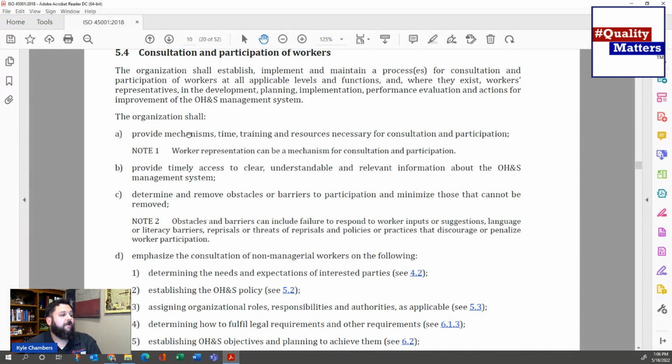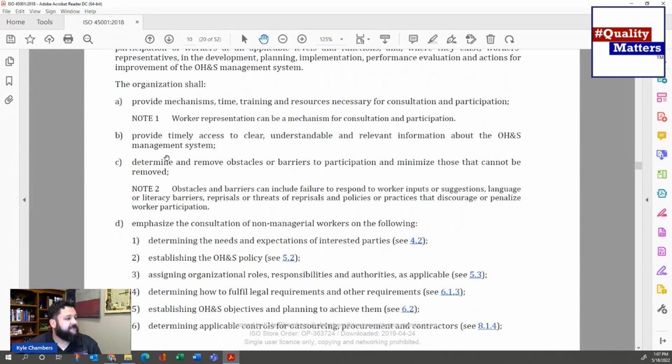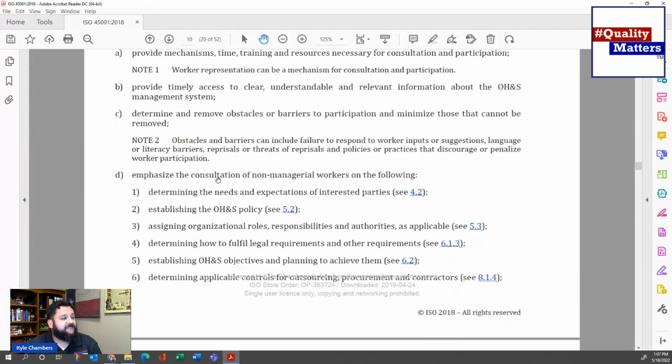The organization shall provide mechanisms, time, training, and resources necessary. Makes sense. Provide timely access to clear, understandable, relevant information. Okay, that all makes sense. Determine and remove obstacles or barriers to participation, to minimize those that cannot be removed. Okay. And emphasize the consultation for non-managerial workers. This is the key. So much time is spent on the top management needs and making sure we hit the bottom line, but there's a lot that happens in between. Okay, the worker on the shop floor.